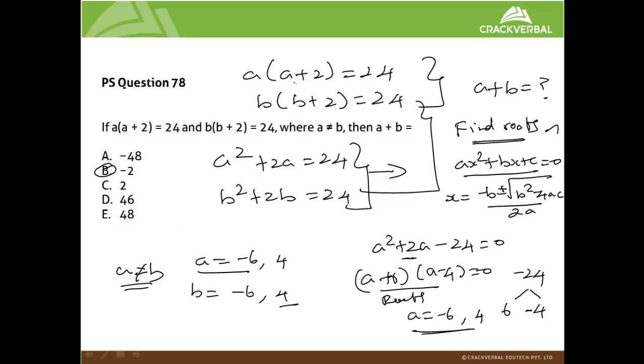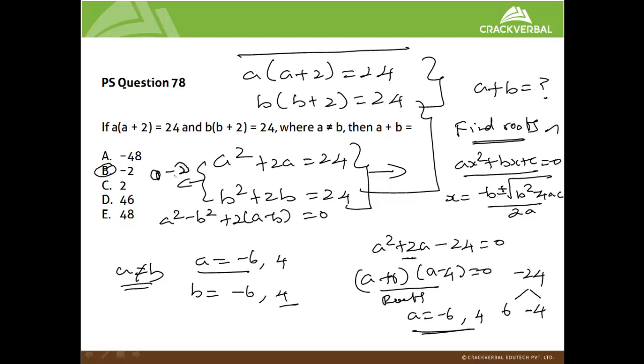So what could be the other algebraic way? The other algebraic way is making use of the expressions given over here. These are the two expressions: a square plus 2a is equal to 24. What we can do is subtract these two. When we subtract these two, we will have a square minus b square plus 2 times of a minus b is equal to 0, because 24 gets cancelled off.